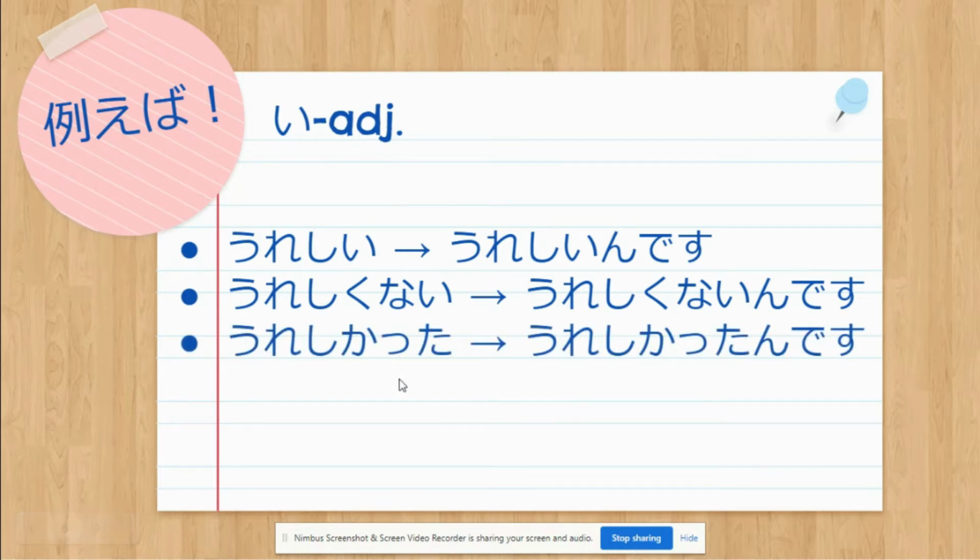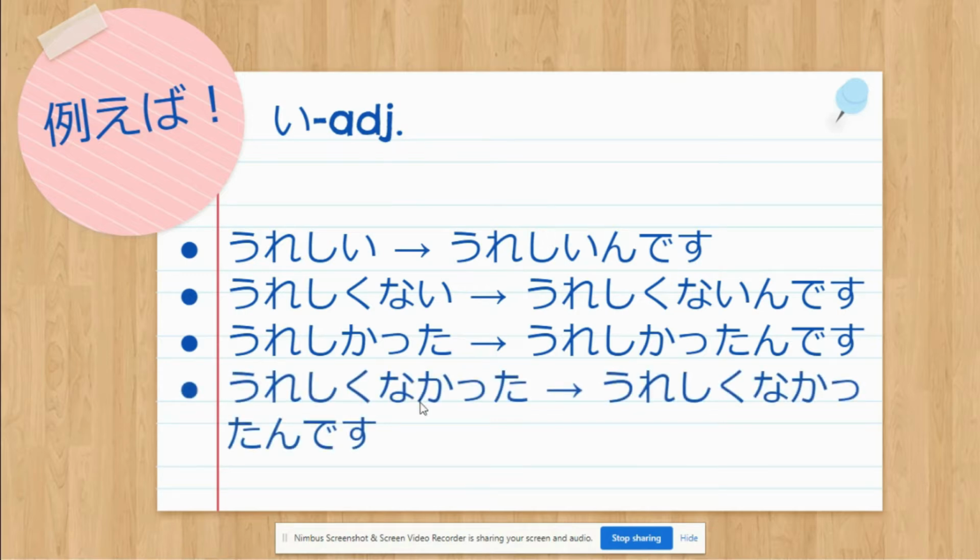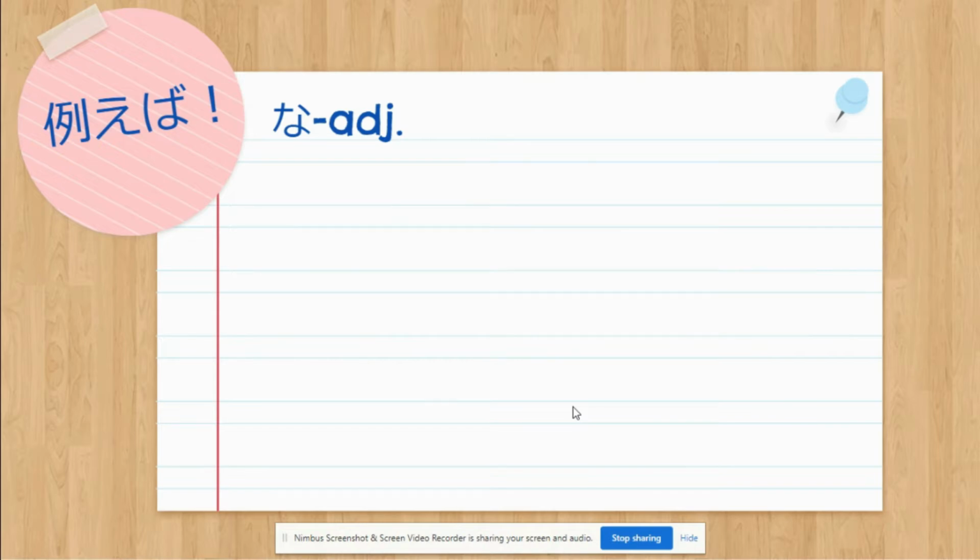Next one is ureshikatta. Same one with this, you have to remove i when you conjugate i adjective to its past form. Ureshikatta, ureshikattan desu. You just have to add en desu. And ureshikunakatta, that is negative past form. Ureshikunakattan desu, that is the en desu form. Now let's take a look at the na adjective example.